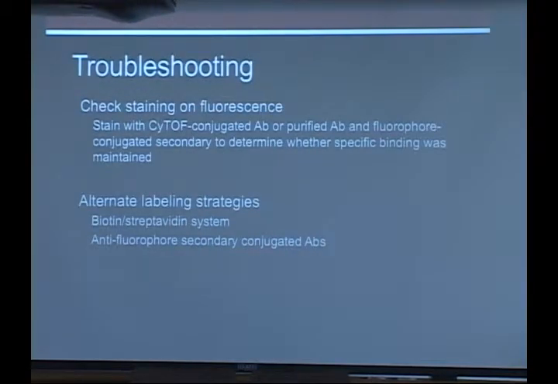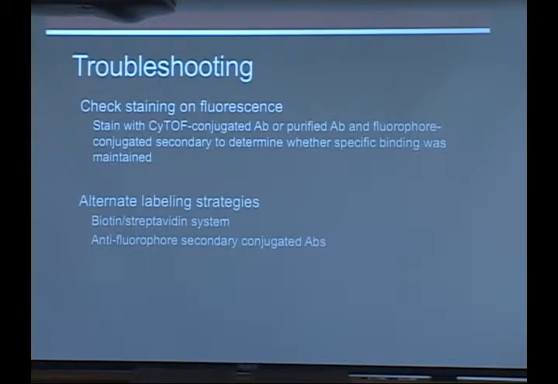Briefly, troubleshooting. Oftentimes we'll label antibodies, hopefully not often, but from time to time, and they really won't be performing the way that we think they should. So what we often do in the lab as a first pass is to compare the binding characteristics of our metal-labeled antibody to either a purified antibody or a fluorescence-conjugated antibody on a fluorescence-based flow cytometer.